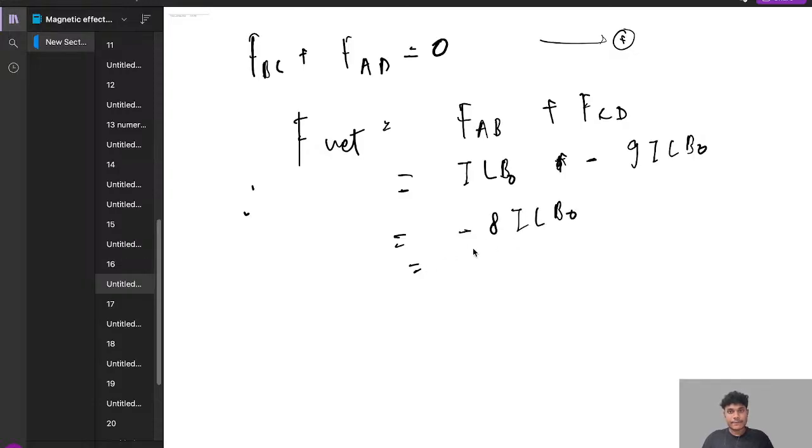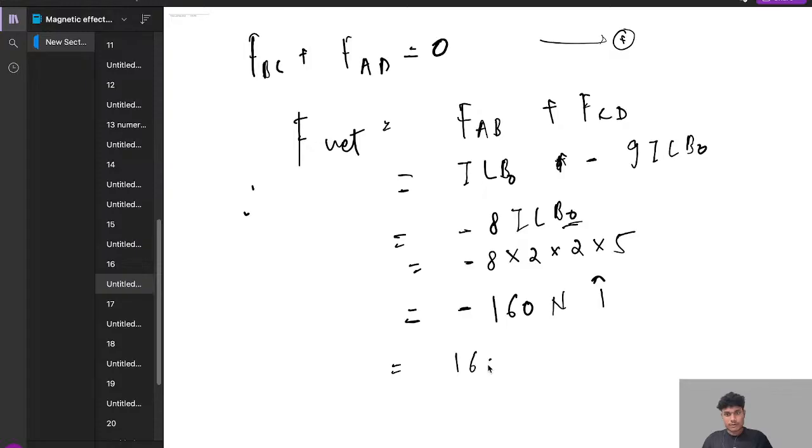What is I? It is 2, and L is equal to 2, and what is B naught, that is equal to 5. From here we get the force as 160 Newton in the negative i cap direction. If you write this more formally, that is minus 160 i cap, negative x direction. Understand this?